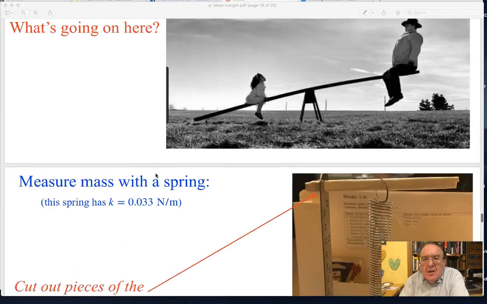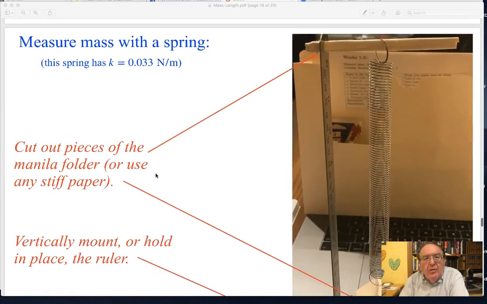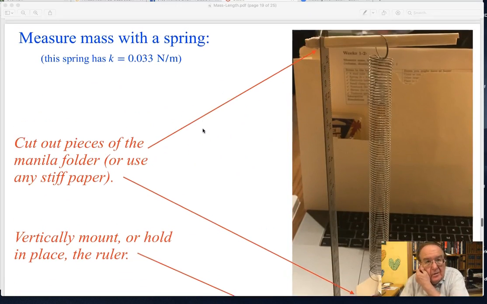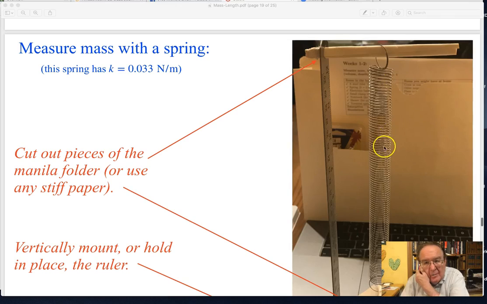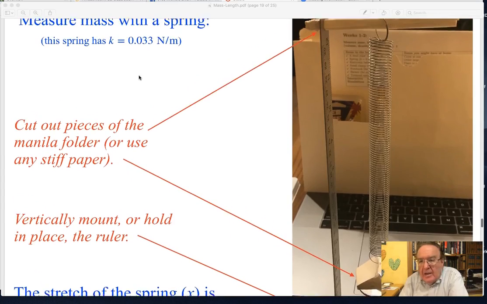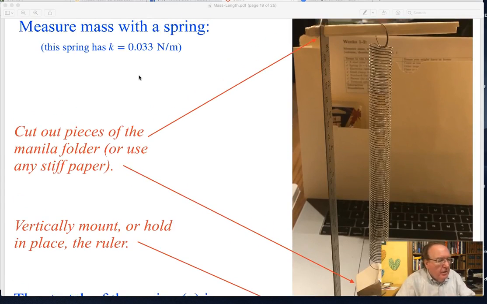Now you can also measure the mass with a spring. And so in your folder, there's a very weak spring. The so-called spring constant is 0.033 newtons per meter. It's a very, very nice spring. And so I did the following thing here.